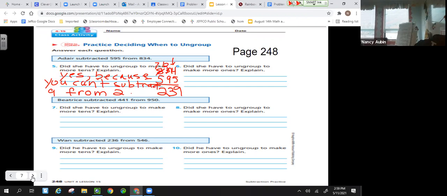Did she have to ungroup to make more 1s? Look at the 1s place. Did we have to? Could you do 4 minus 5? No. So did we have to ungroup to make more 1s? Yes, we had to. Yes, because you can't subtract 5 from 4.